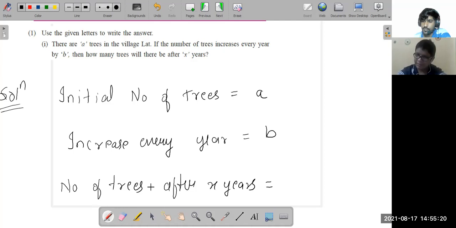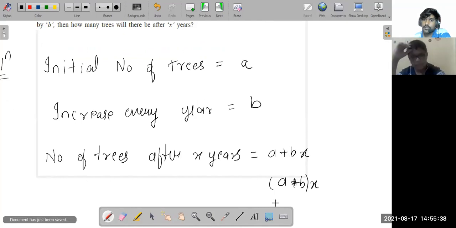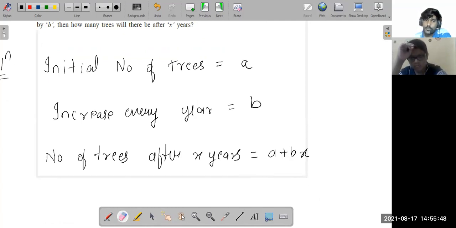A plus B multiplied by X. Are you saying A plus B multiplied by X, or A plus B times X? The second one is wrong, it has to be the first one. Why? I'll tell you that.